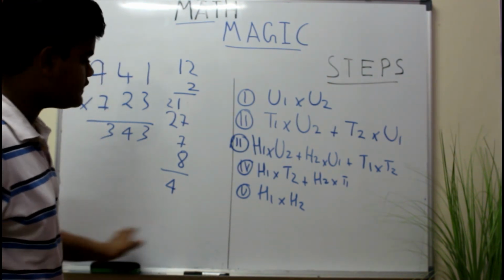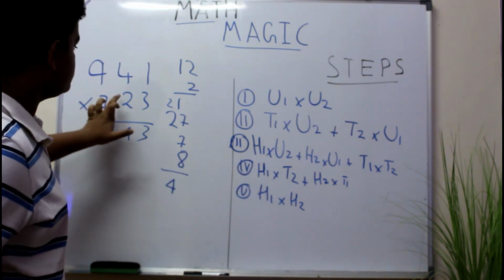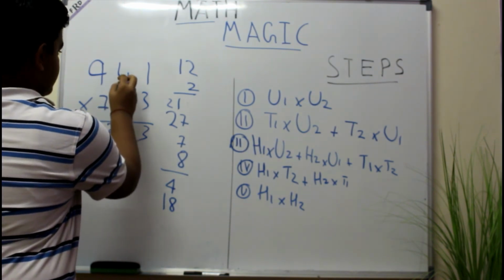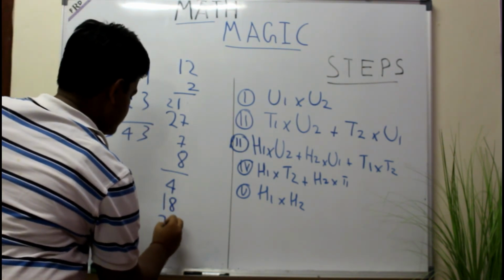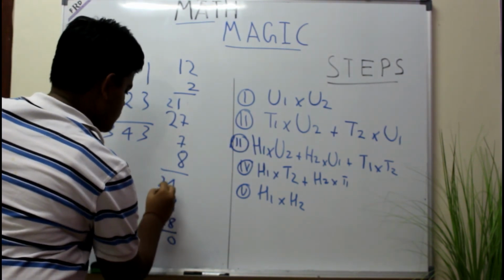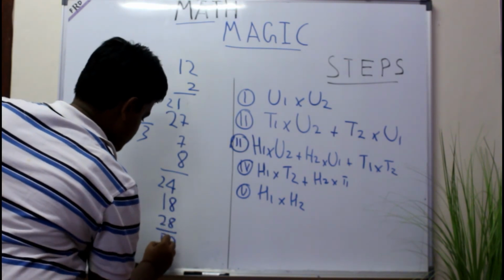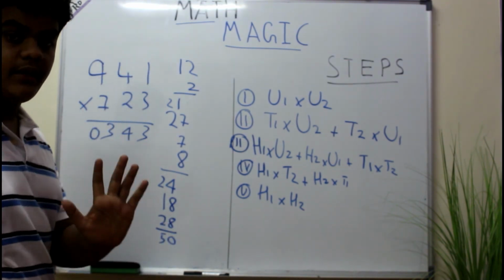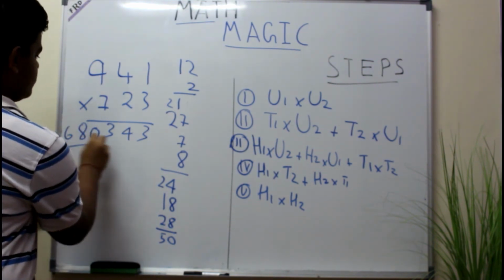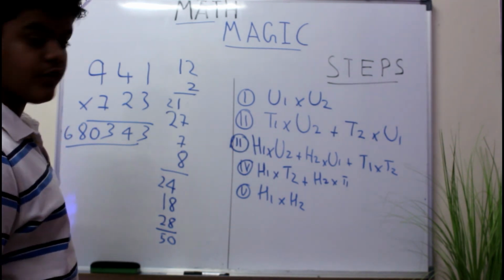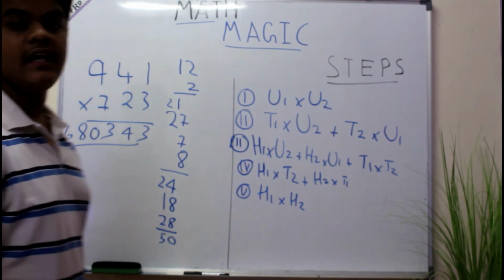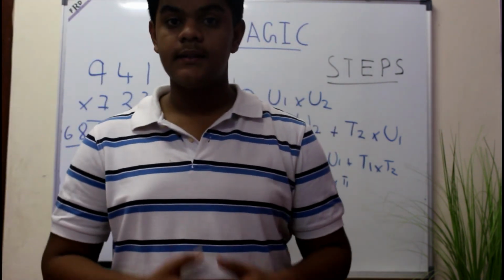Now the next step you know is to multiply H1 and T2, that is 9 into 2, 18, and add it with H2 and T1, 7 into 4 is equal to 28. 4 plus 8, 12 plus 8, 20. 2 plus 1, 3, 2, 5. So 0 comes here, 5 goes as the carryover. 9 7s are 63 plus 5 is 68. So 941 multiplied by 723 is 680,343. Look how simple it is.